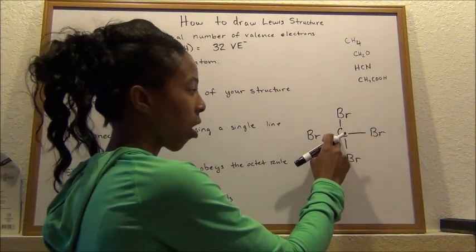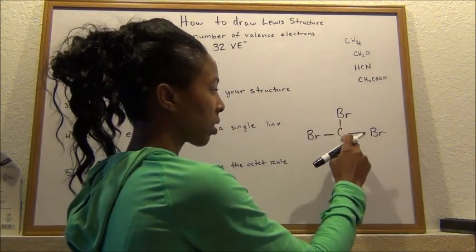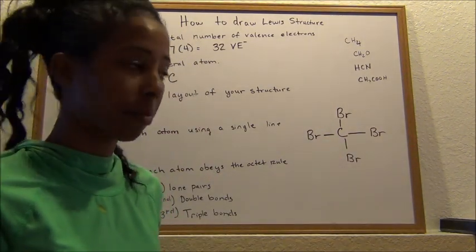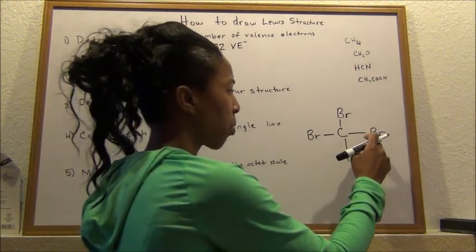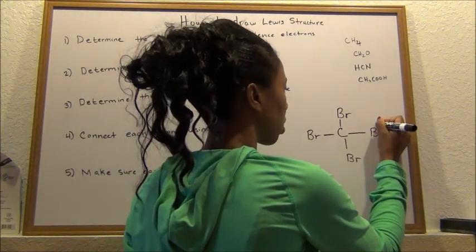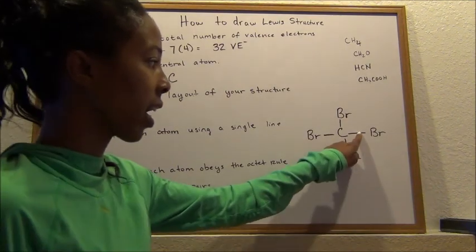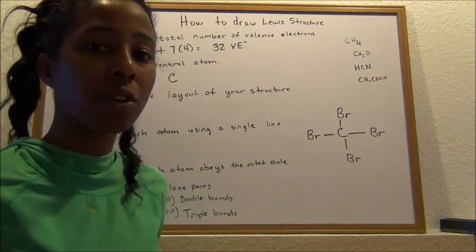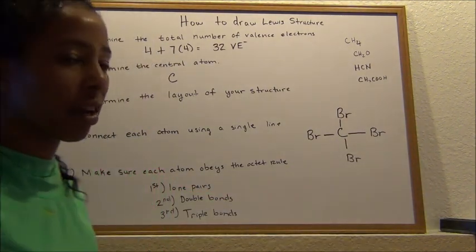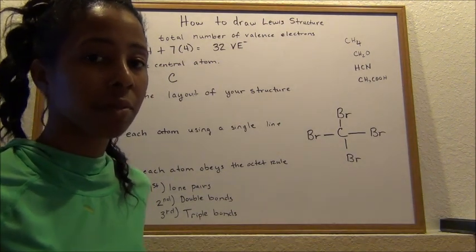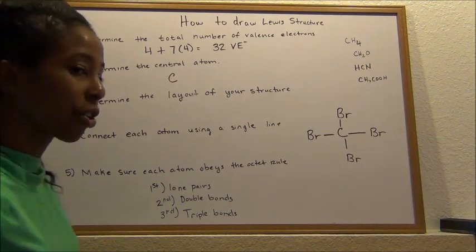So if I take a look at carbon, carbon has 2, 4, 6, 8 electrons around it, so it obeys the octet rule. Let's take a look at bromine. It has 2, and so it needs 8 electrons around it. It only has 2 around it. So how do we deal with this problem? Do we go in and write double bonds, triple bonds, lone pairs of electrons? Well, this is how you figure it out.